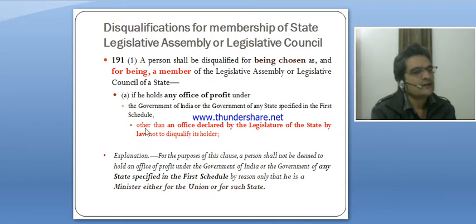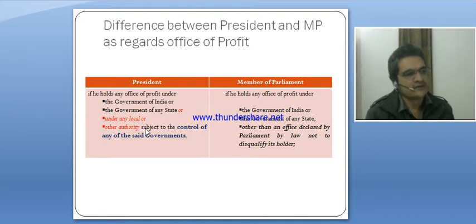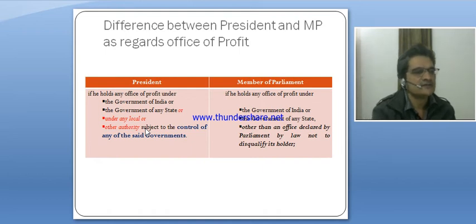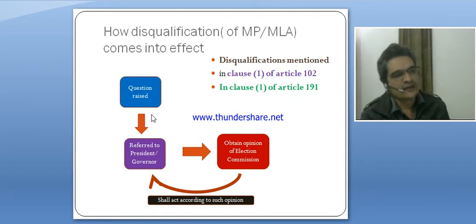Now, coming to the difference which I have already covered, in the case of president, the person cannot be holding office of profit not only under the government of India and government of state, but also under any other authority or any local body under the control of state government or union government. But this is not the case for a member of parliament and also for the state assembly. Now, how does the disqualification happen?